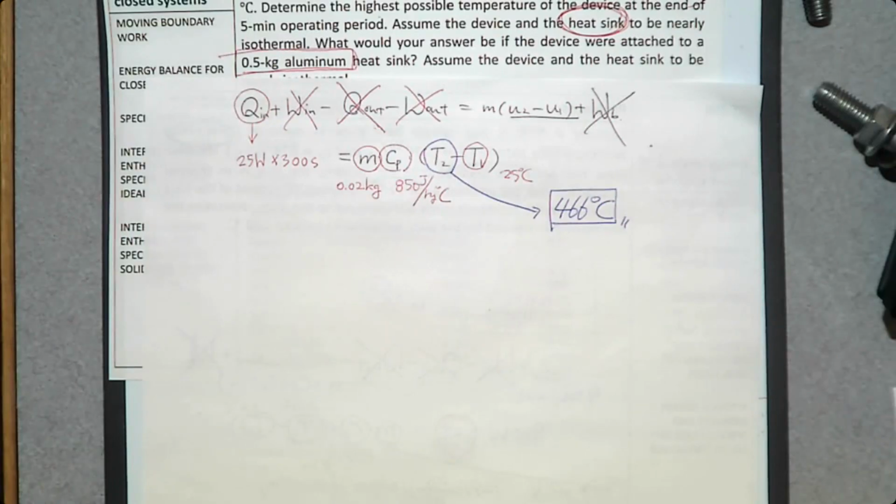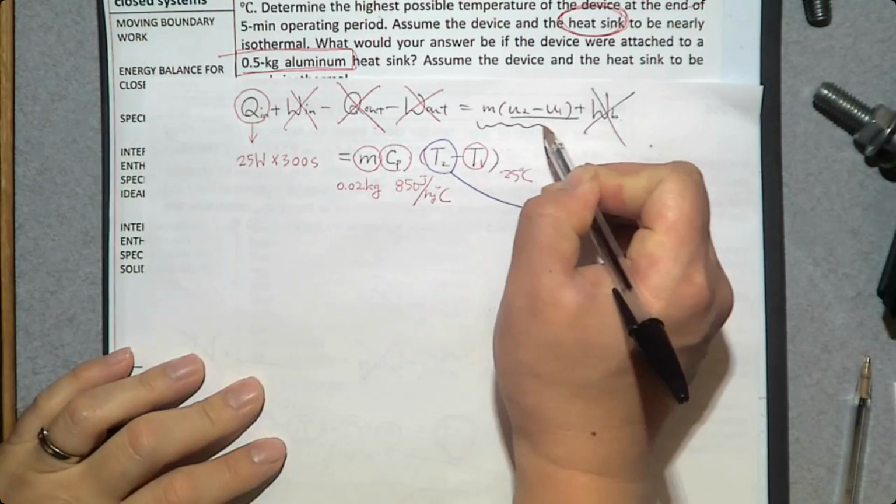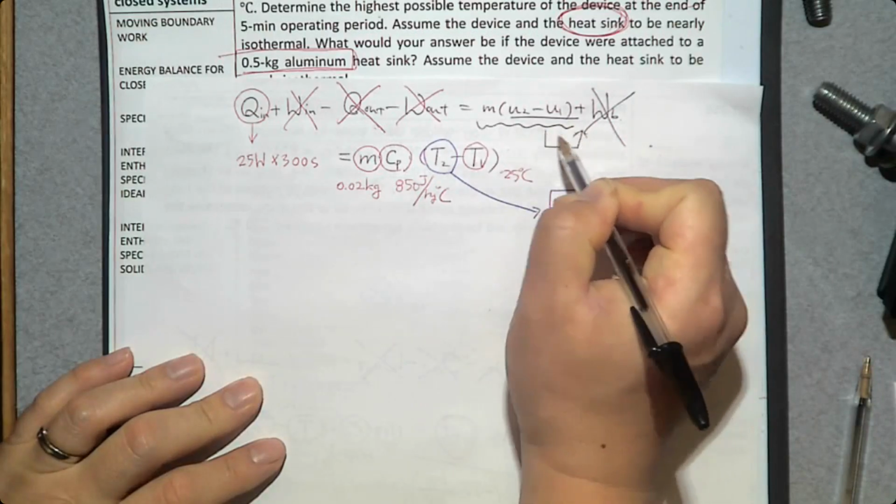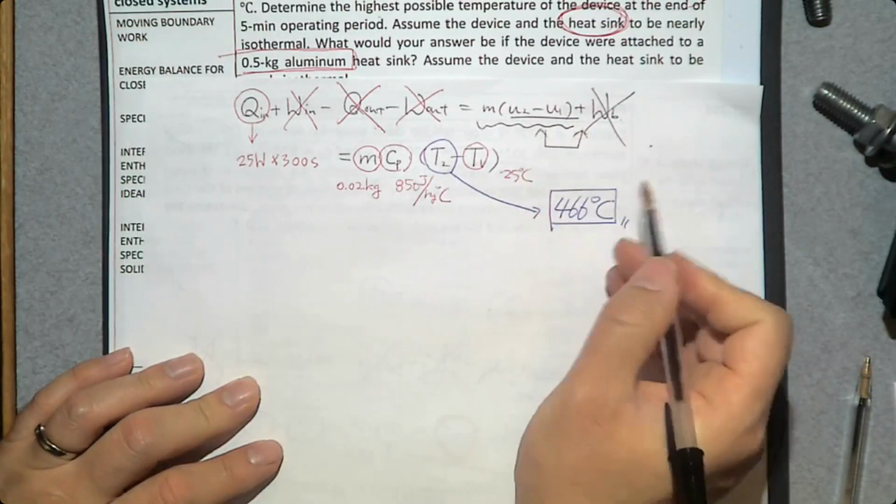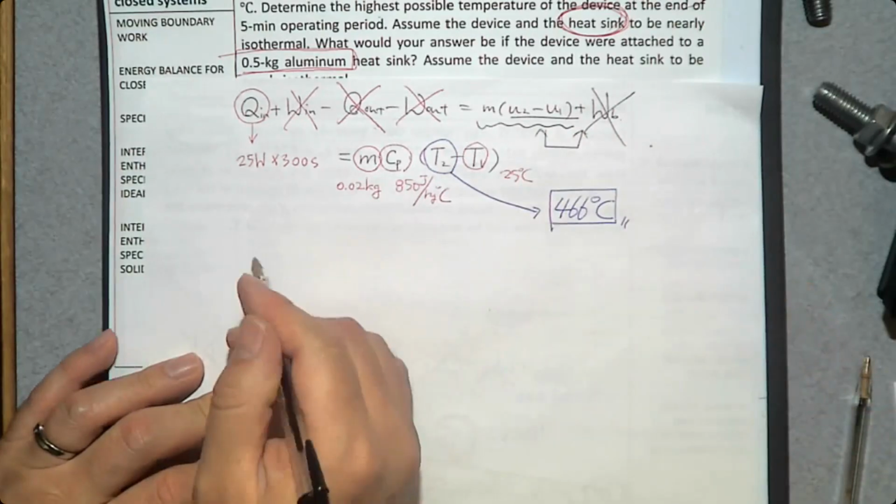Attach it to the electronic device. So it's not costly, it's not expensive. It just shares the temperature rise. Then how can you solve this problem? Now we have more than one system. We have the electronic device, we have the aluminum block. So the right-hand side is going to be two terms: one for the electronic device, the other for the aluminum block.